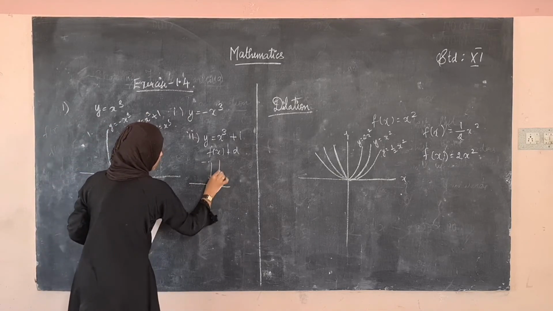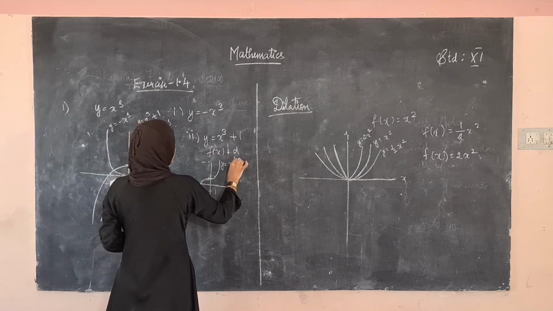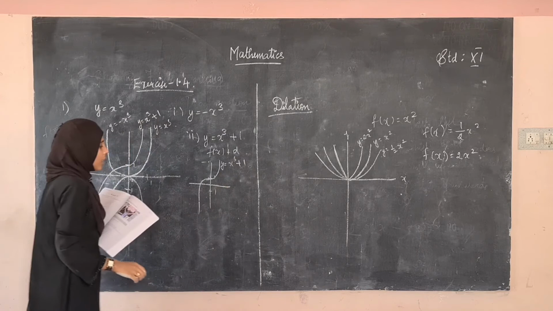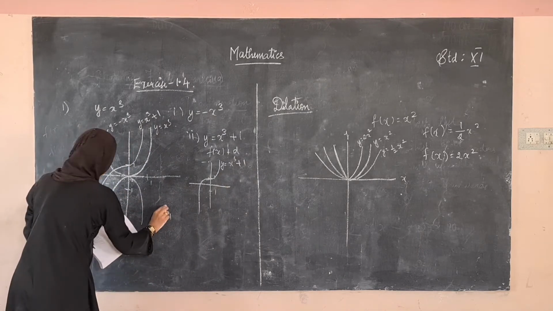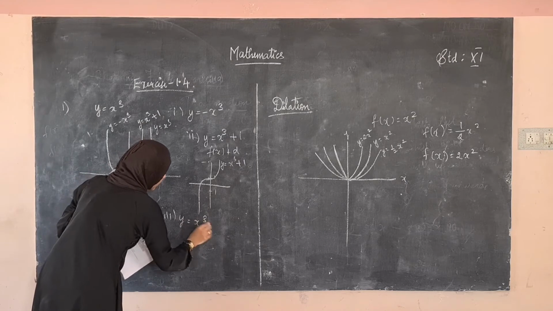This will be the original graph of y is equal to x cube plus 1. And the third subdivision. What's the third subdivision? The third one is y is equal to x cube minus 1.